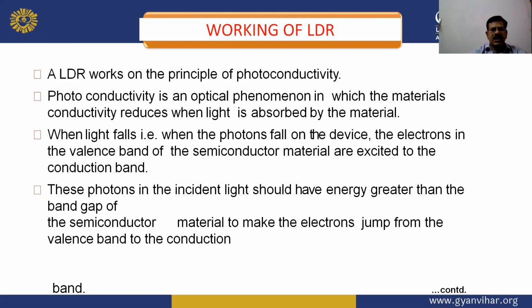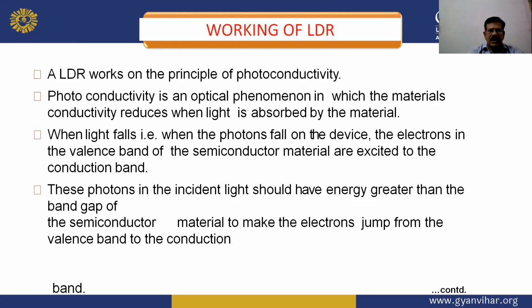Photoconductivity is an optical phenomenon in which the material's conductivity changes when light is absorbed by the material. So photoconductivity is an optical phenomenon in which the material's conductivity changes when light is absorbed by the material.